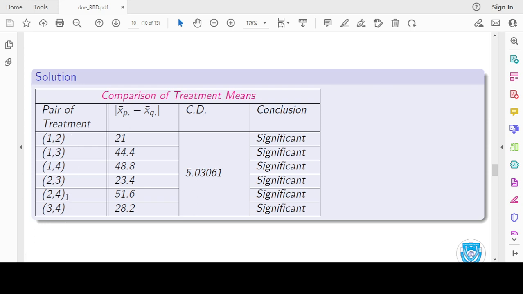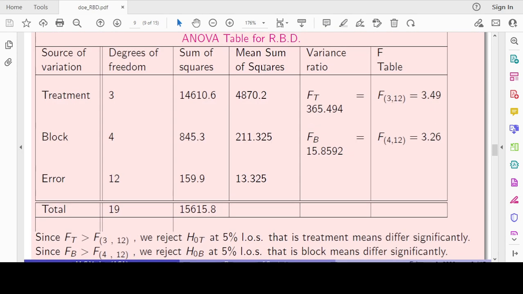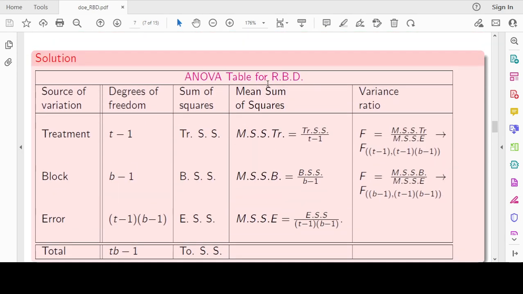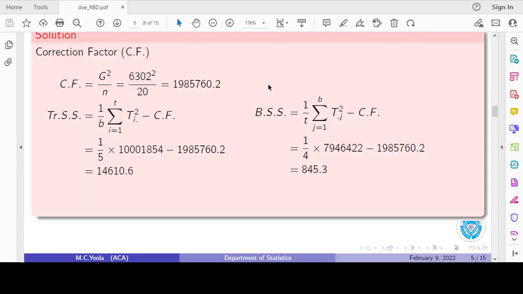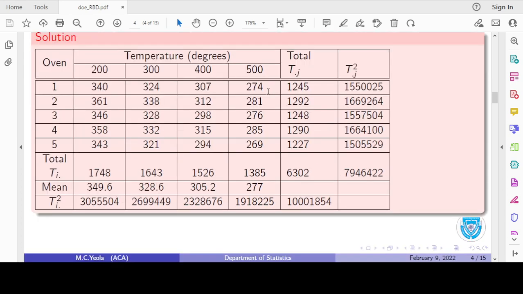These many combinations we are having and their corresponding differences, that is x bar 1 dot minus x bar 2 dot. This we have obtained from the first table where we have the treatment means. Just see, this is the x bar 1 dot and x bar 2 dot; we take the subtraction of these values and take the modulus, means the absolute value of that.